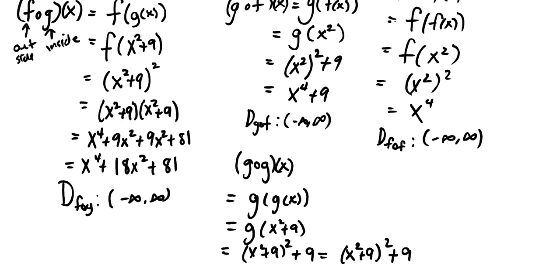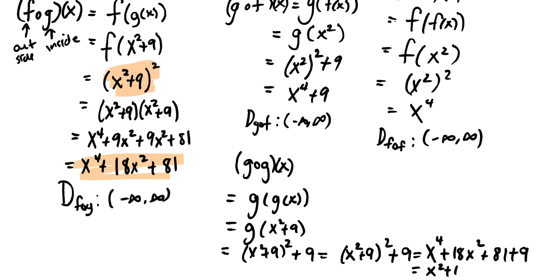And we worked out just a few moments ago what x squared plus 9 squared is, so we can use that information so we don't have to do it again. So x to the fourth plus 18x squared plus 81 plus 9, which is x to the 4th plus 18x squared plus 90. And also this is a polynomial function, so the domain of g composed with g is all real numbers, negative infinity to infinity.